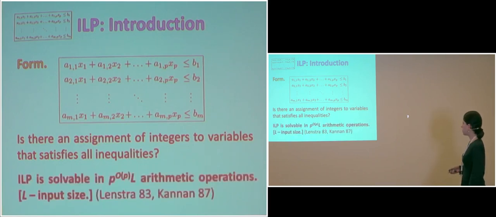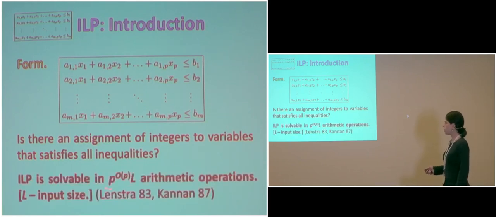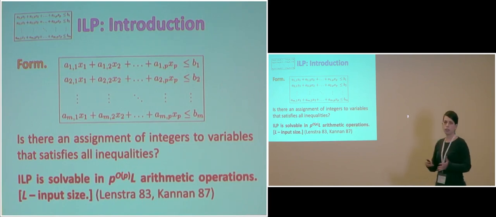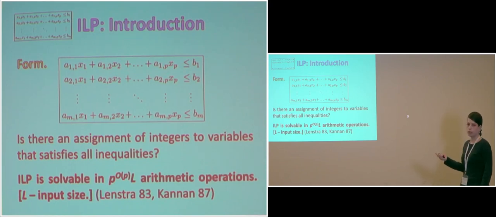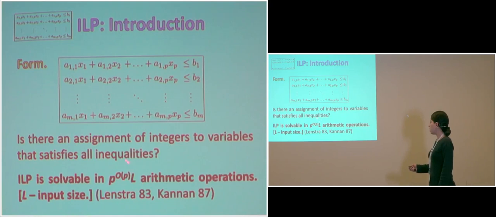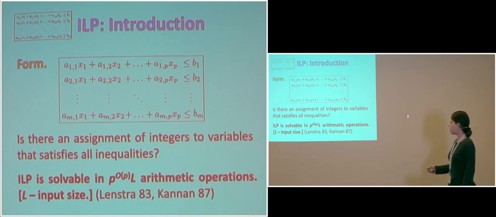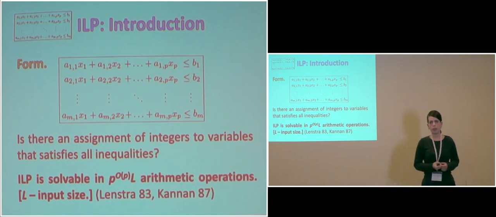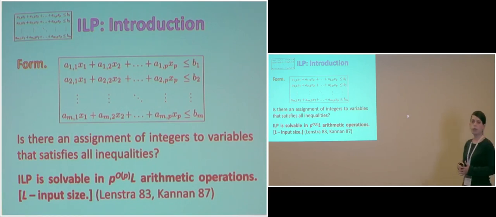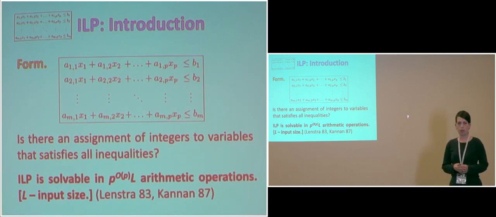Now, what is known about this problem is that it can be solved in time p to the order p times L, where L is the size of the input. Notice that if you have some number, then its size is log of that, because it's the encoding of that. It is known that this problem can be solved in this running time. So in particular, you see it's FPT in the number of variables. Our number of variables is p, and the running time we got here is p to the order p times L.